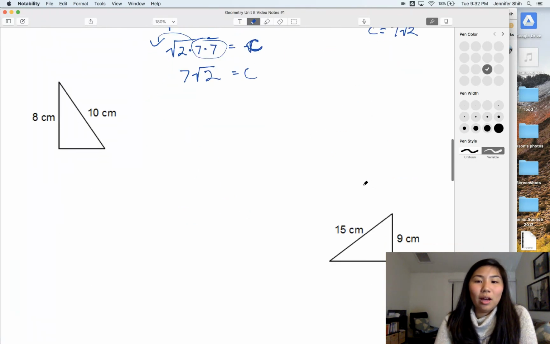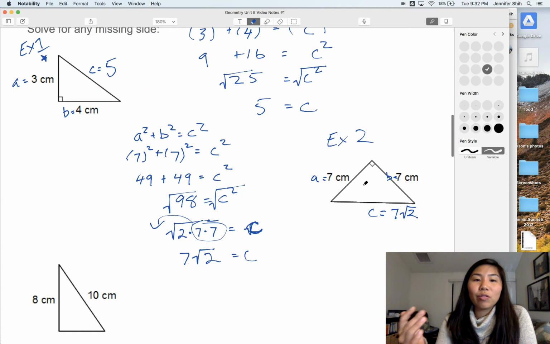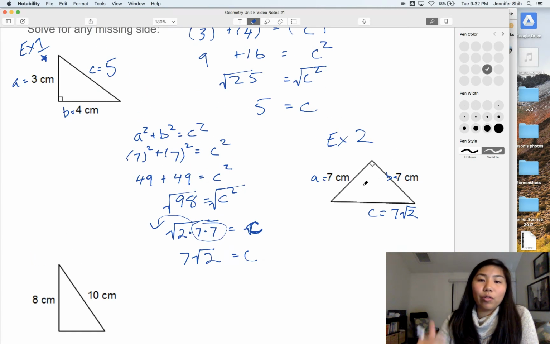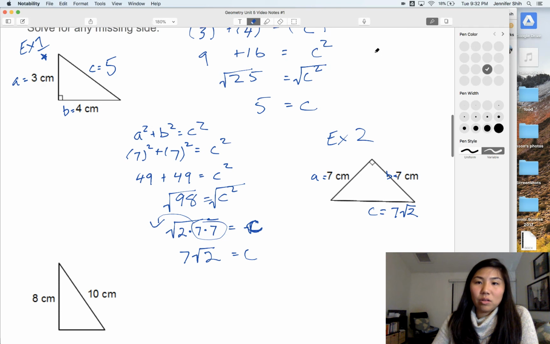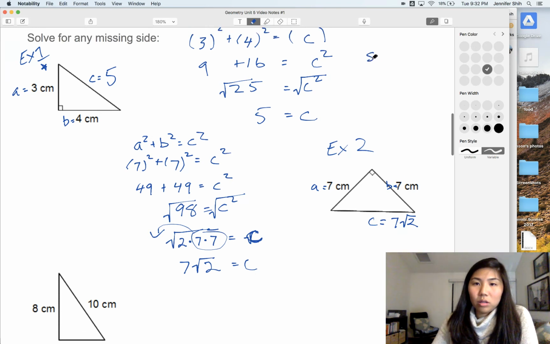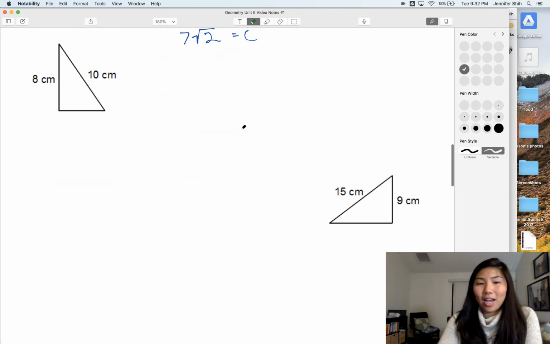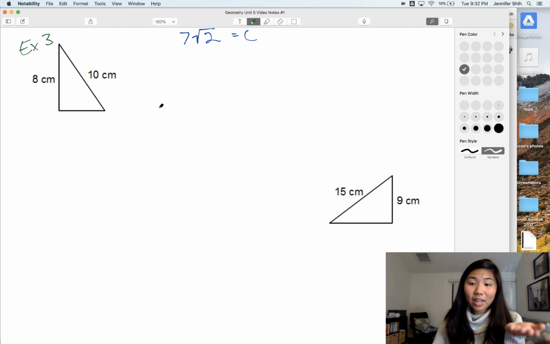Okay, all right. So this was solving for the hypotenuse, the last 2 examples. Example 1 and 2 was solving for the hypotenuse, H. Let's try to solve for not the hypotenuse. So example 3 is not the hypotenuse in this case. The hypotenuse is actually 10.